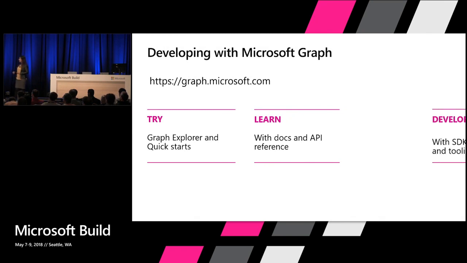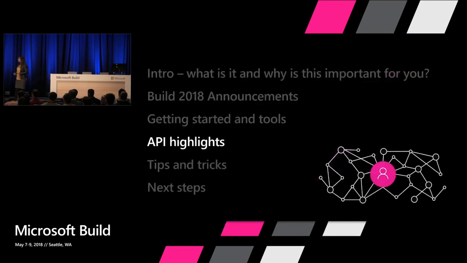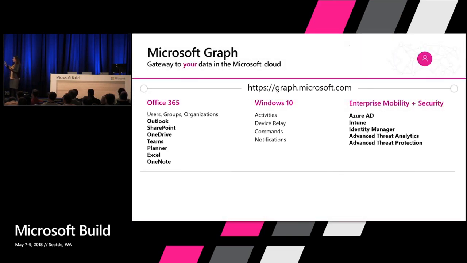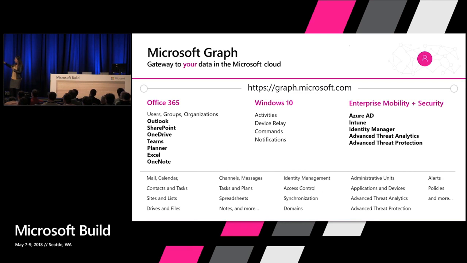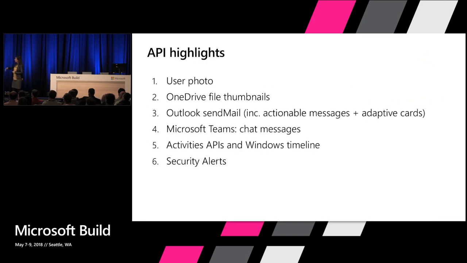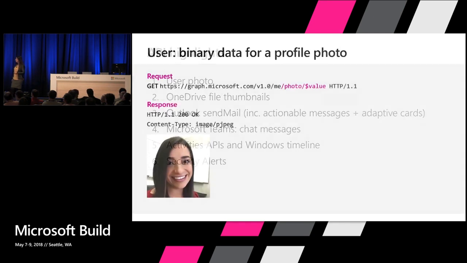OK. This is actually my demo, which is the API highlights. We talked about Microsoft Graph being the gateway to Office 365, Windows 10, and enterprise mobility and security. So what we're going to do is pick a set of APIs from these 3 services. I'm going to highlight them to you, why they're important, why they're cool, show it, and then we're going to show a demo afterwards. OK? These are the APIs that we're going to highlight: user photo, thumbnails, sending mail with adaptive cards and actionable messages, Teams, activities, and security.